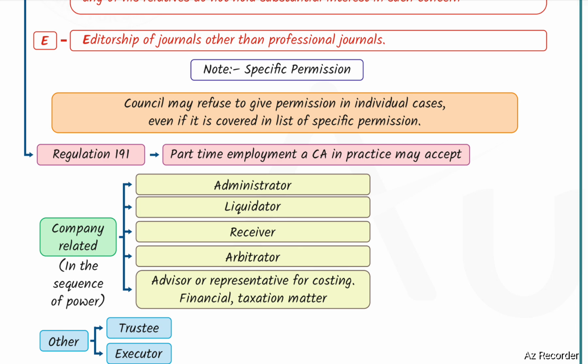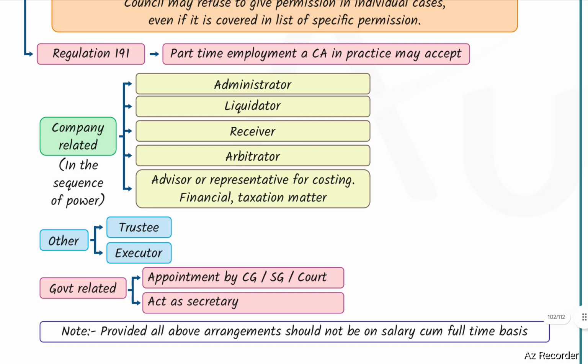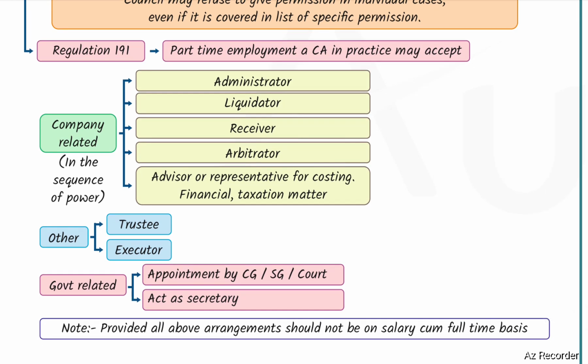Regulation 191, part-time employment as a CA in practice. A part-time CA employee who is in practice may accept appointment as administrator, liquidator, receiver, arbitrator, advisor, or representative for costing, financial or taxation matters, trustee, executor, appointment by the central government, state government, or court, or act as secretary. Provided all the above arrangements are not on a salary or full-time basis.